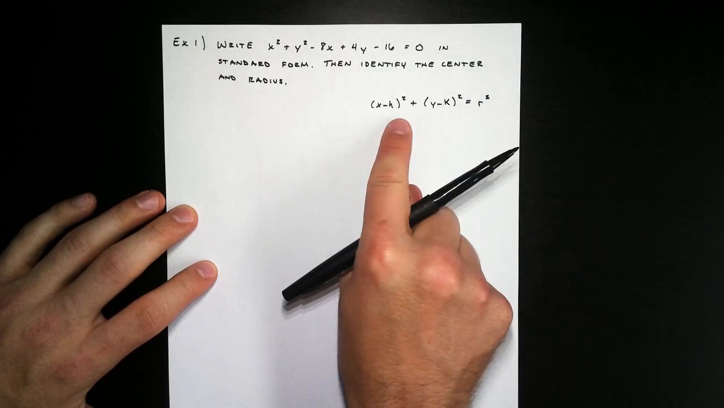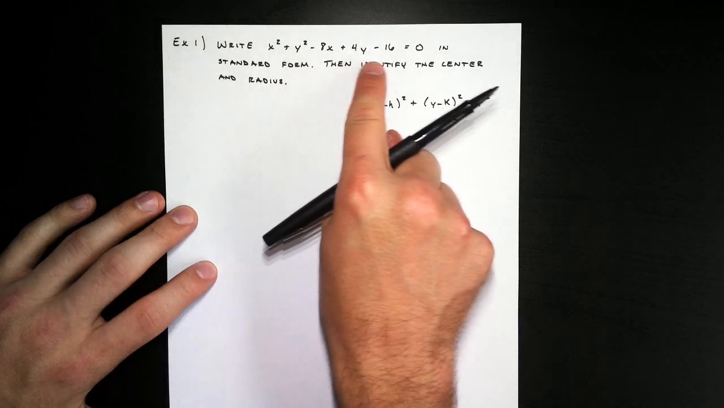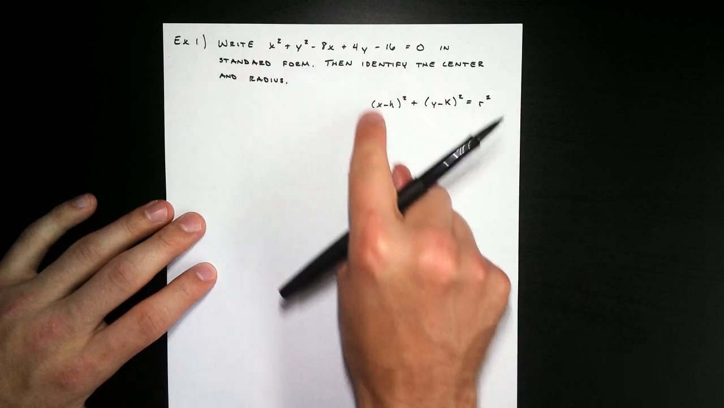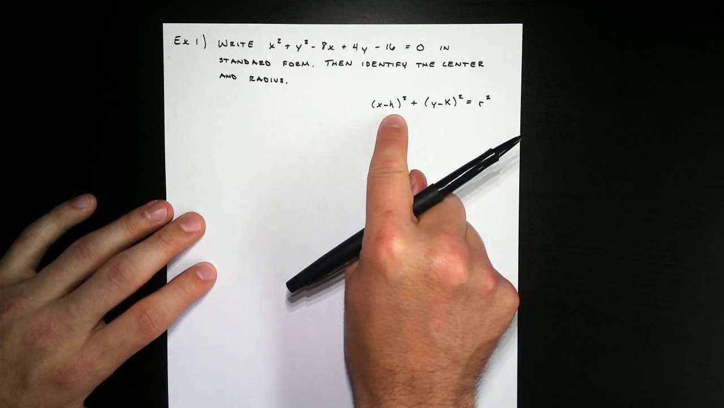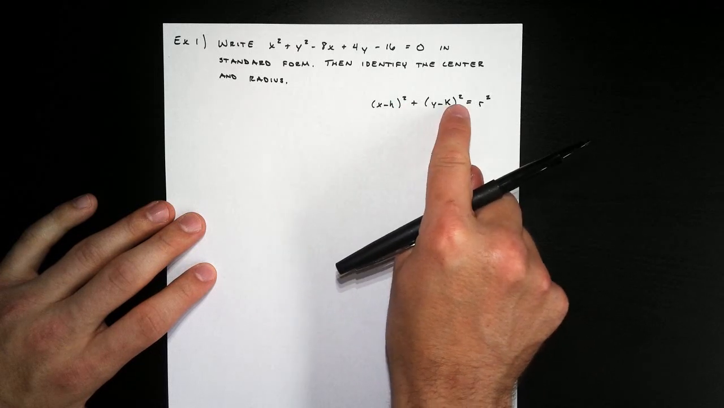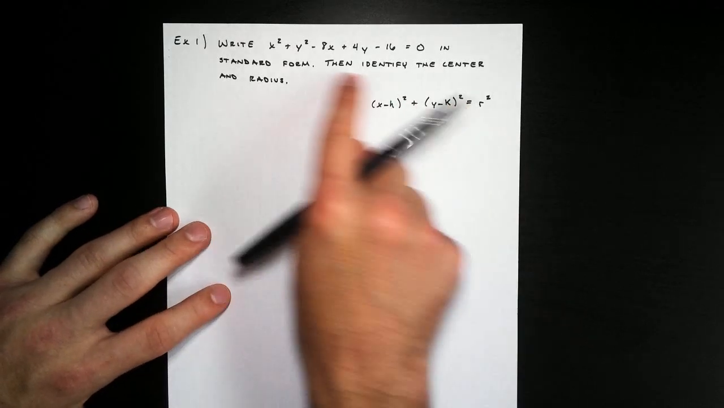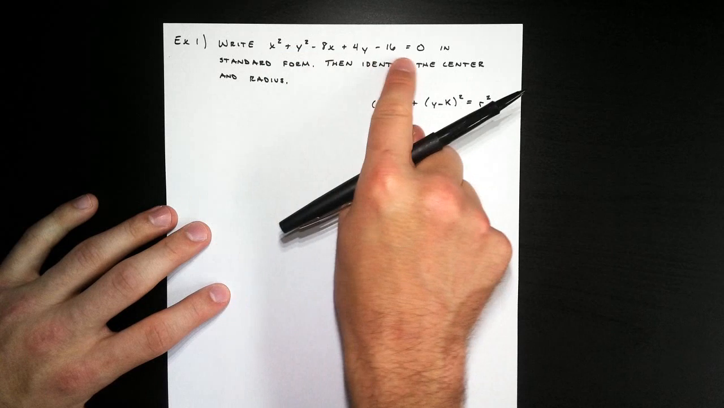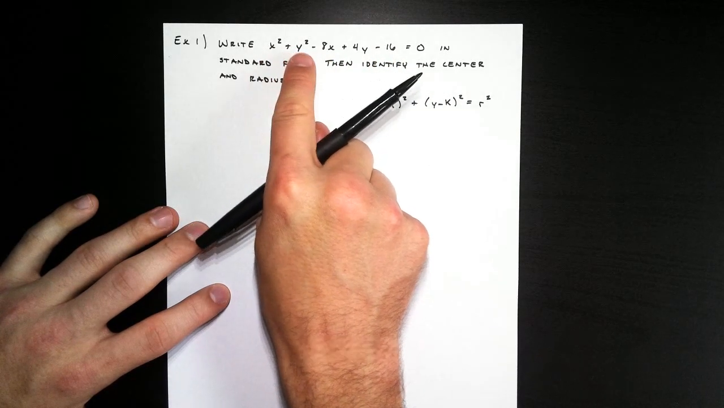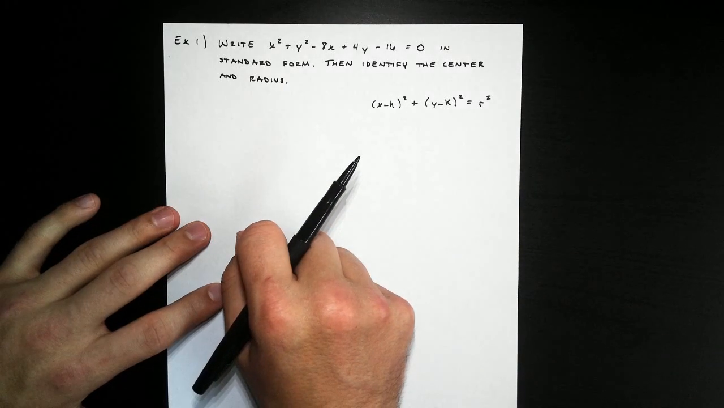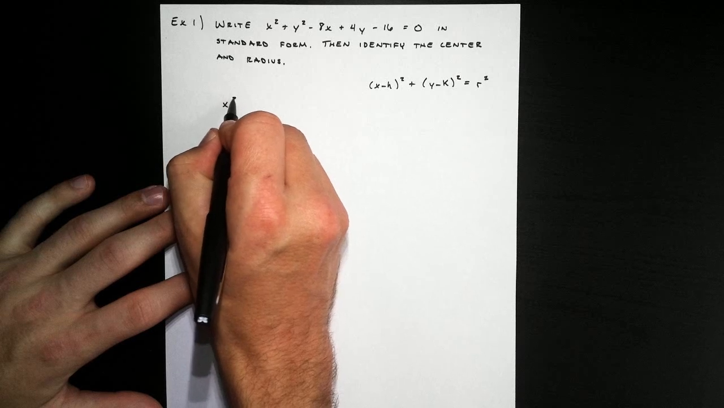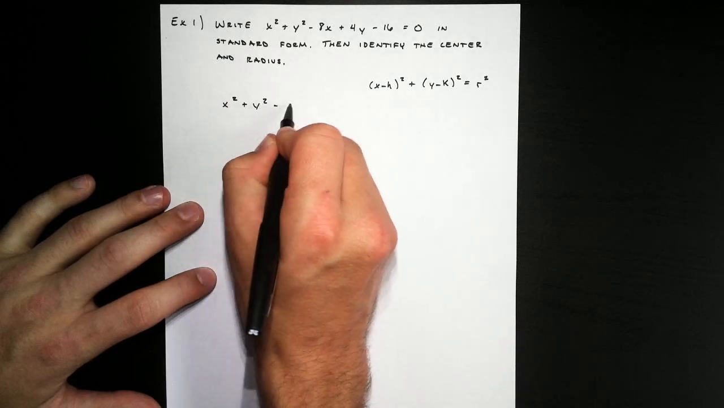If we compare that to what I'm given, this one is all multiplied out, and this one looks like it's in factored form. We have a binomial squared and a binomial squared. So what I need to do is take our original equation and complete the square for the x's and the y's. Let's talk about how to do that. Let me rewrite our original equation.